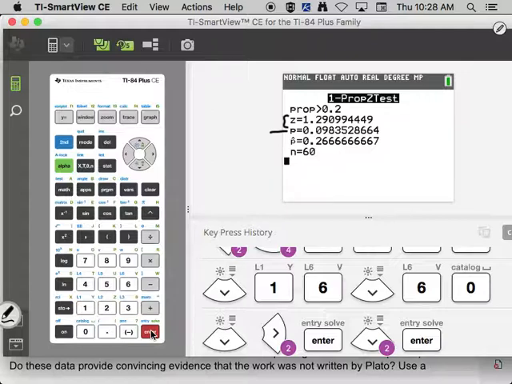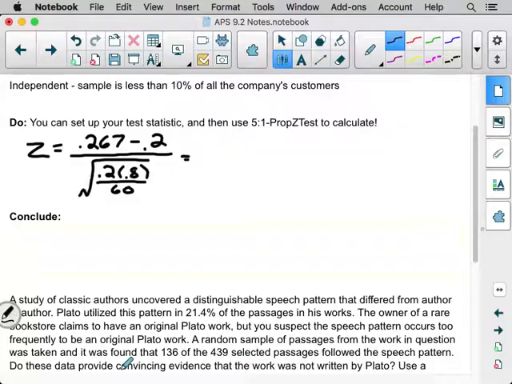0.0984. So these are going to be the two things you're always looking for when you run the program. These are the two things that you're going to be writing down for me on your paper. Does somebody have that down so when I switch you can read it back to me? Yeah? Okay. So this is 1.29, and then you're going to say our p-value is 0.0984. Thank you.